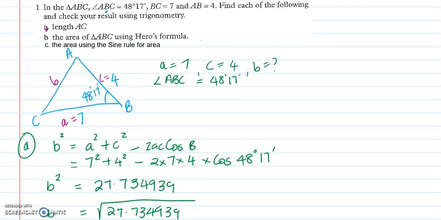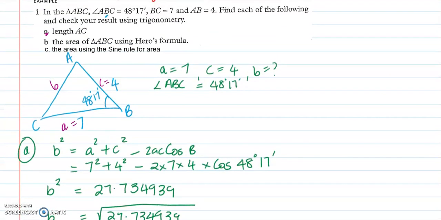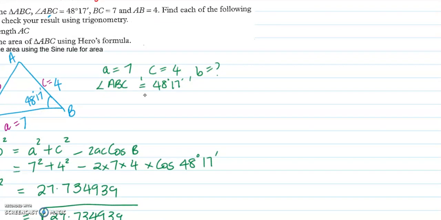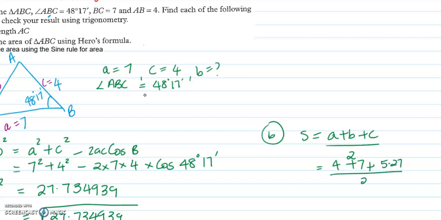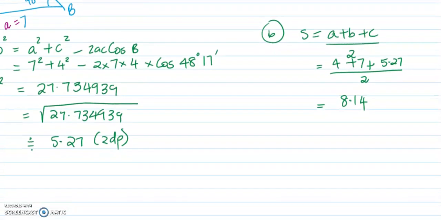Part B is asking us to find the area using Heron's formula. According to Heron's formula, we need to first find the semi-perimeter. So S is equal to A plus B plus C divided by 2, which is equal to 4 plus 7 plus 5.27, the total divided by 2, and that gives us a value of 8.14 for S. Once we get S, then we substitute that in our Heron's formula to find the area.